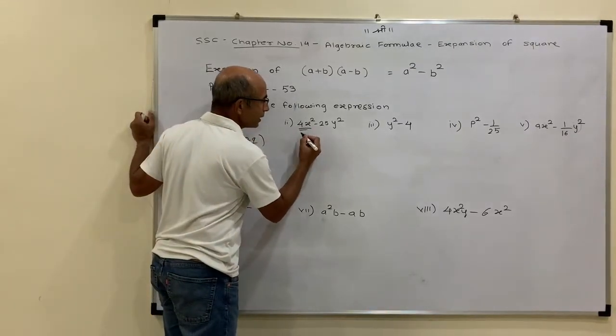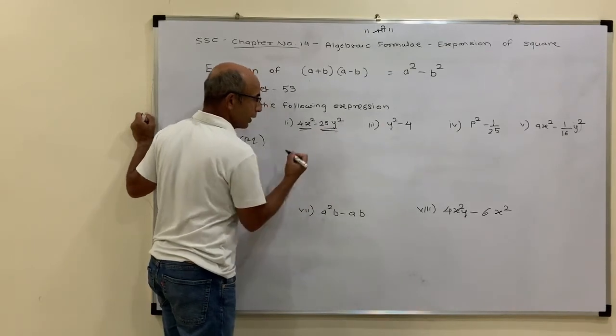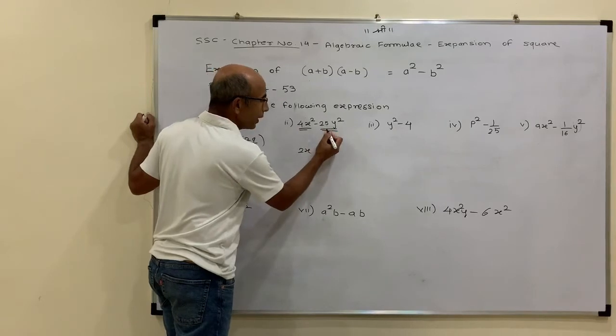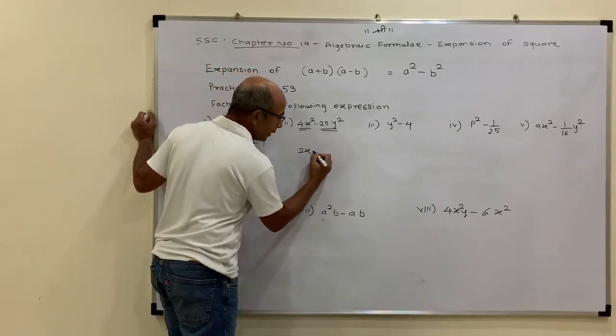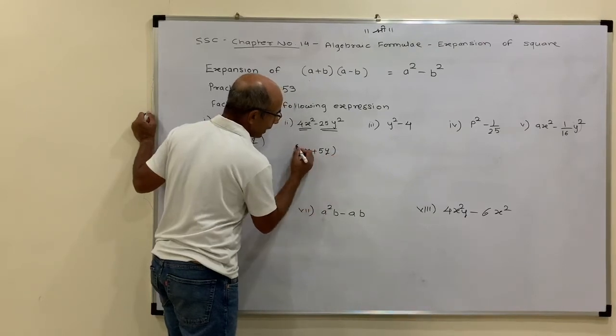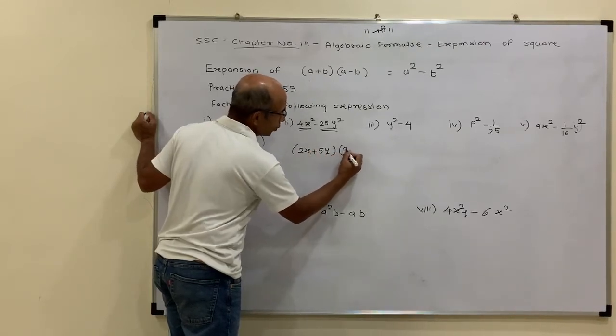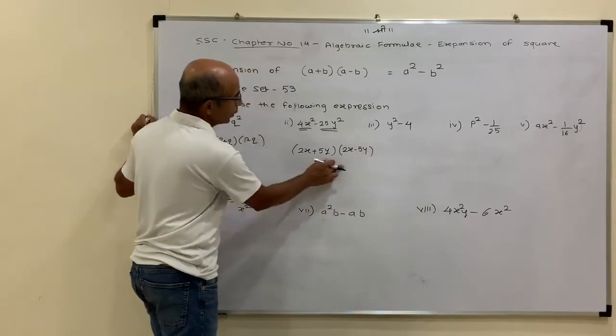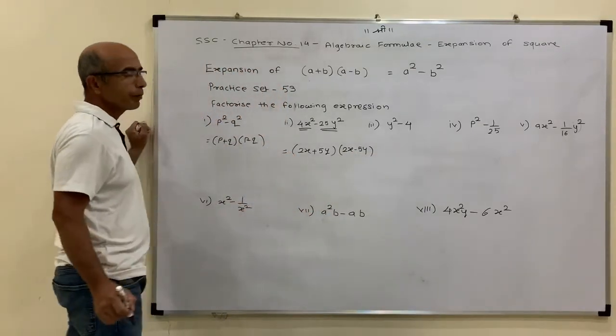The second one. First check whether 4x square is a perfect square. Yes, 4x square is a perfect square of 2x. Is 25y square a perfect square? Yes, it is a perfect square of 5y. So our answer will be (2x minus 5y) into (2x plus 5y).